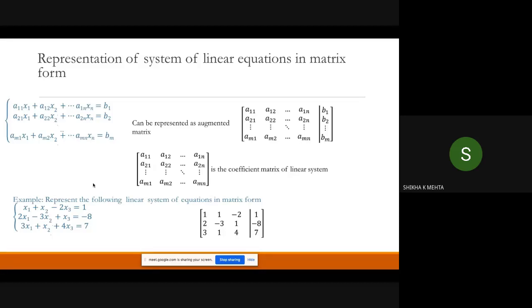Similarly, 2x1 minus 3x2 plus x3 gives 2, minus 3, 1, and 3x1 plus x2 plus 4x3 is equal to 7 gives 3, 1, 4. So here you can see when we have the subtraction signs, we are taking these along with the coefficient values in the matrix.